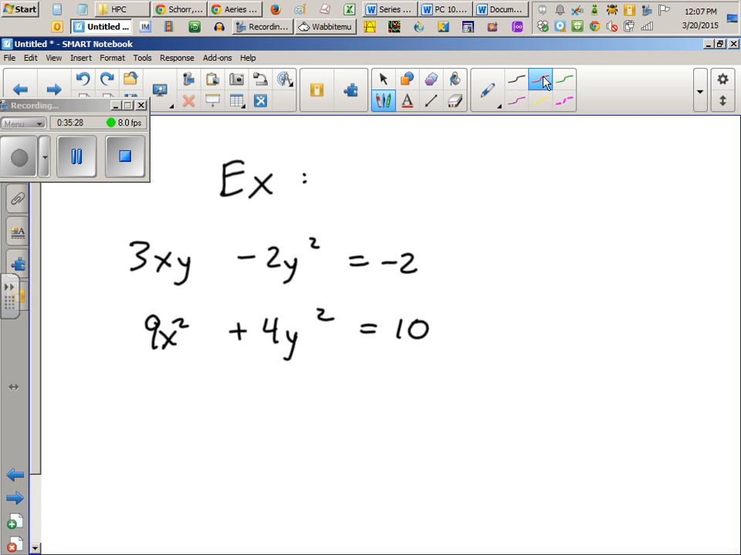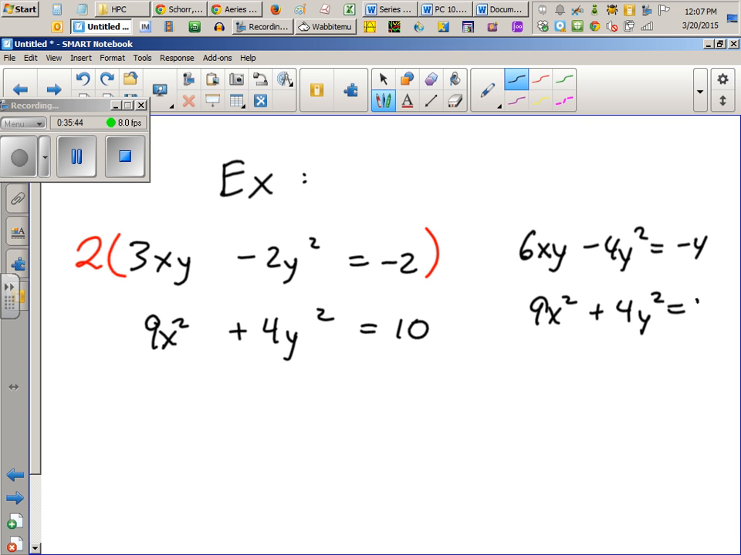But one thing I can do is solve the system. Even if I don't know what shape it is, I can still find the intersection points. So I'm going to multiply this by 2, and this gives me 6xy minus 4y squared equals negative 4. And if you line that up with the original second equation, these do add together quite well.